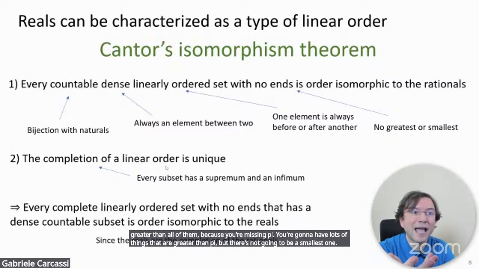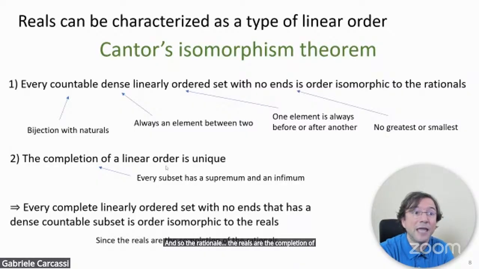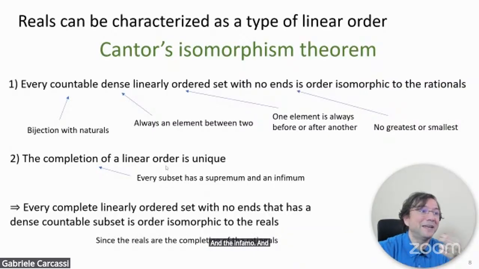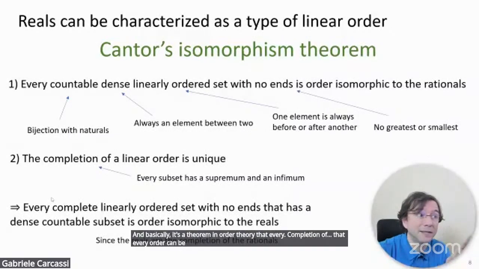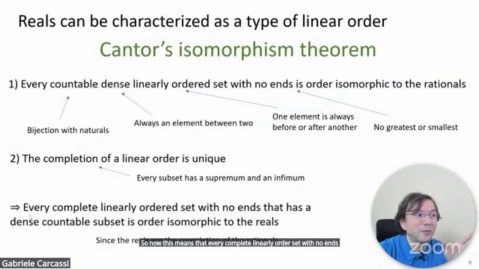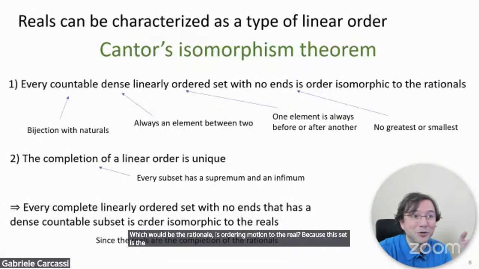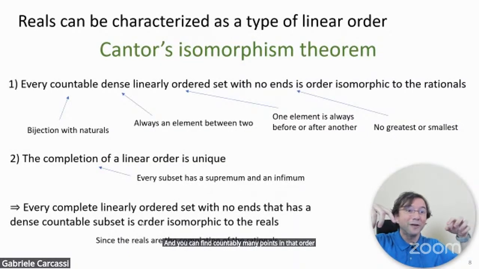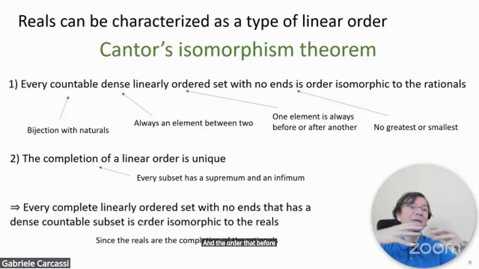And so the reals are the completion of the rationals, meaning that they fill all these gaps so that you always have the supremum and the infimum. And basically it's a theorem in order theory that every order can be completed and every completion is unique. Therefore, the reals are the completion of the rationals. So now this means that every complete linearly ordered set with no ends that has a countable dense subset, which would be the rationals, is order isomorphic to the reals because this set is the completion of the rationals. So whenever you have something that is ordered and you can find countably many points in that order that are dense, and the order is complete, then you get the reals.